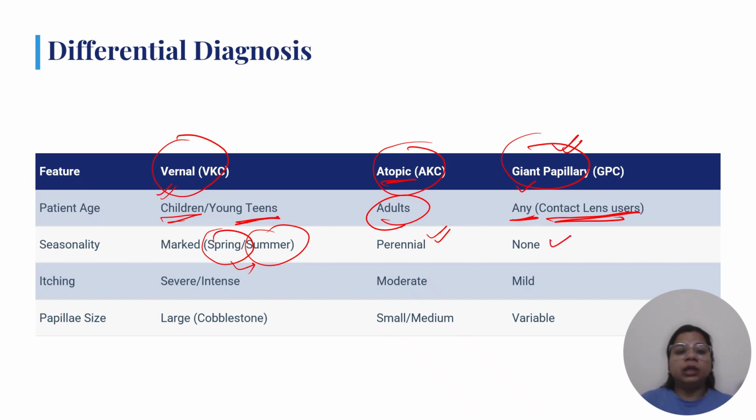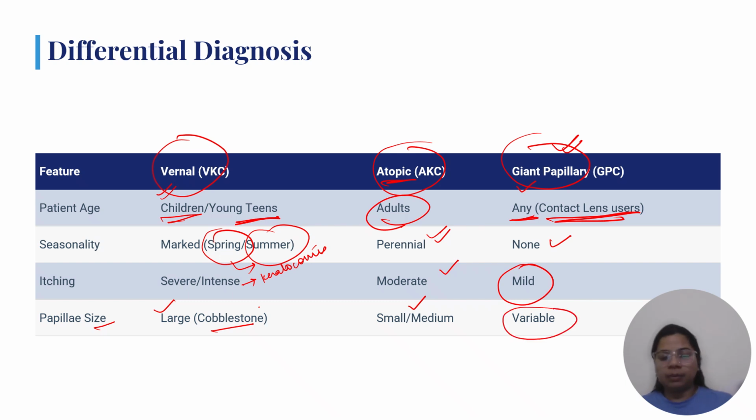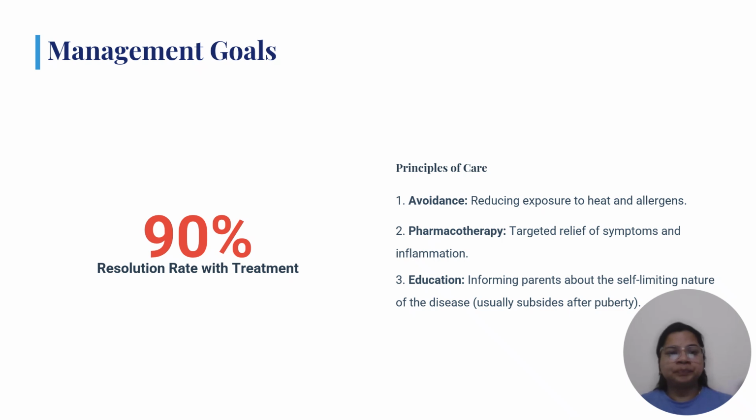There is severe or intense itching in vernal keratoconjunctivitis, which can lead to keratoconus. There is moderate itching in atopic and mild itching in giant papillary conjunctivitis. The papillae size is very large or cobblestone in vernal. It is small or medium in atopic, and it is variable in giant papillary conjunctivitis. So this table needs to be remembered.